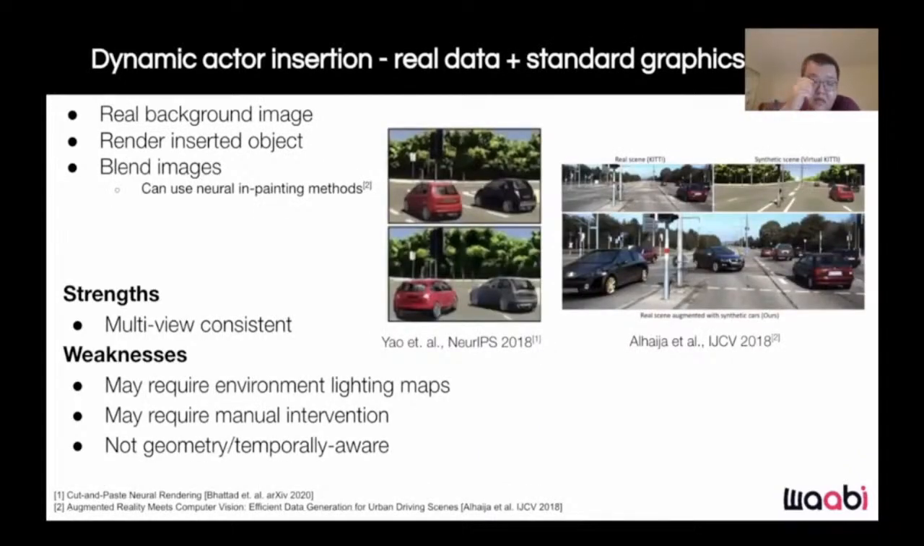Other recent works on improving dynamic actor insertion leverage real-world data along with standard graphics. Given a real-world background image, a new location and a pose in 3D is sampled to place the actor in the scene. A graphics engine renders the inserted assets at the pose, potentially with environment lighting maps, to generate the image segment to be inserted. The two images are blended together to create the final image for the updated scene. This approach has a strength that rendering is done in 3D, so it can be multi-view consistent, but previous works may require manual interventions for actor placement.